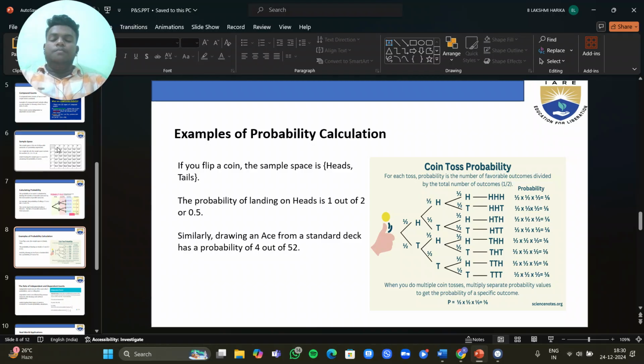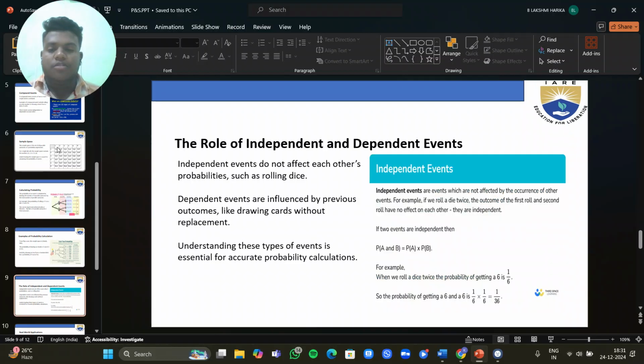Examples of probability calculation. If we toss a coin, the sample space is heads and tails, and the probability of heads is 1 out of 2, or 0.5. Similarly, drawing an ace from a standard deck has probability 4 out of 52. When you do multiple coin tosses, you multiply the separate probability values to get the probability of specific outcomes. For each toss, probability is the number of favorable outcomes divided by the total number of outcomes.